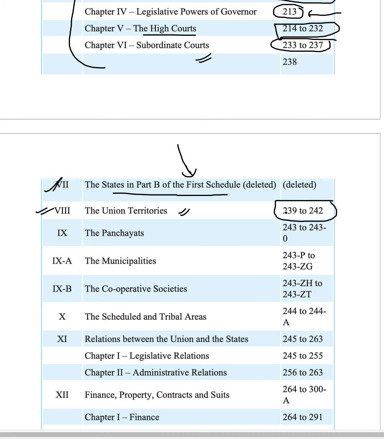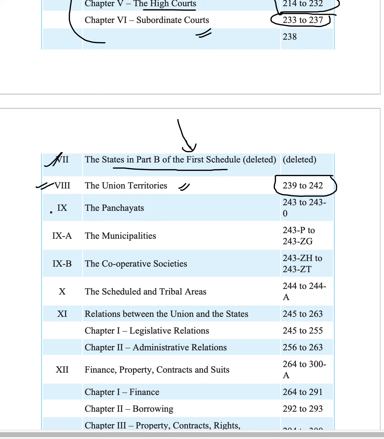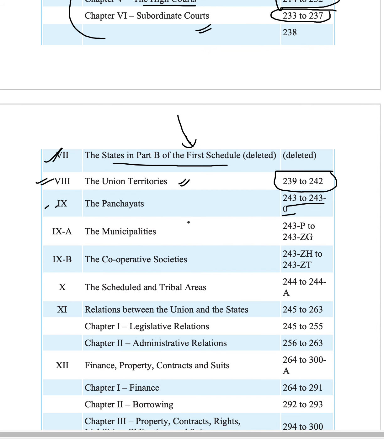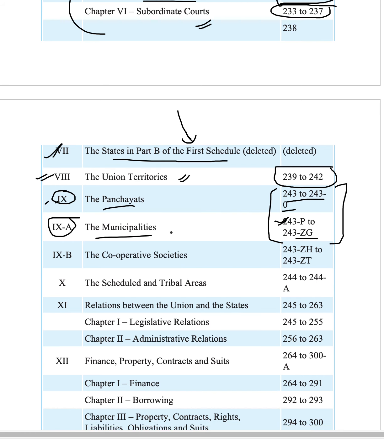So you can quote these particular provisions when you write that particular answer. Then Part 9 is the Panchayat, from 243 to 243O. And Part 9A, we just studied this, that Part 9 and Part 9A are about the Panchayat and the municipalities. So municipalities are covered in 243P to 243ZG. So basically Article 243 and its subparts cover these panchayats and municipalities.